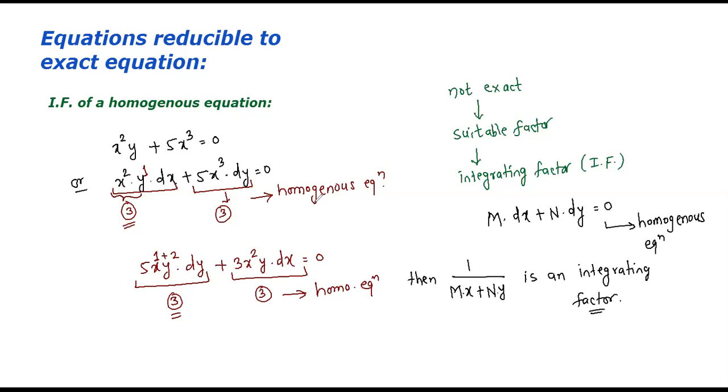Suppose the given differential equation is of the form m dx plus n dy, and suppose it is homogeneous. How will you check whether it's a homogeneous equation or not? You have to check the degree of each term. If the degree of each term is equal, it is a homogeneous equation. Now, if these two conditions are satisfied, that the equation is of the form m dx plus n dy, and it is homogeneous, then you can say 1 upon mx plus ny is an integrating factor.